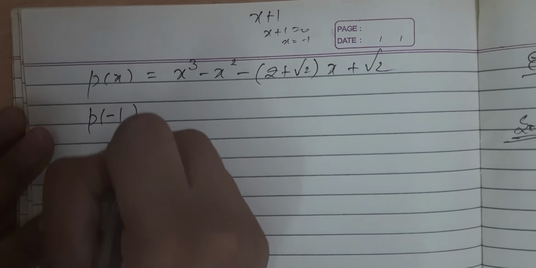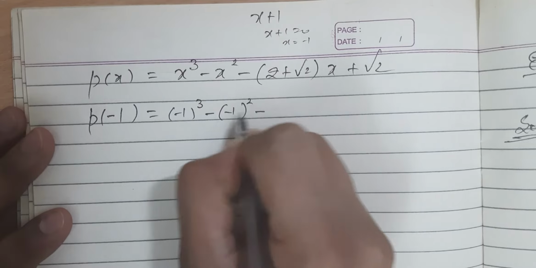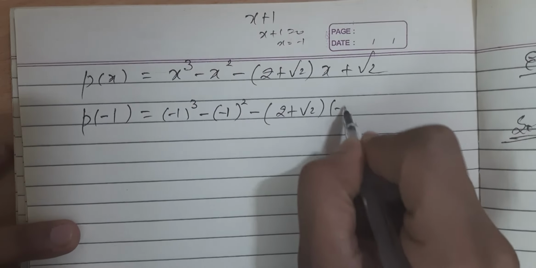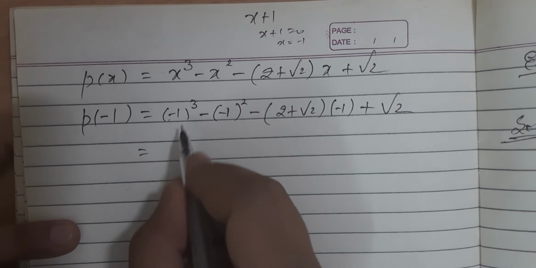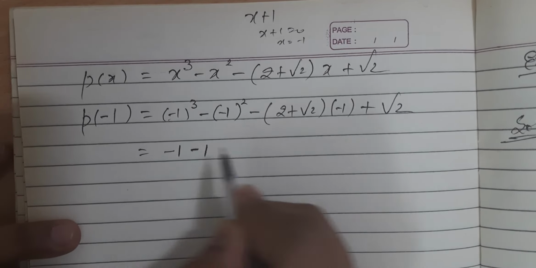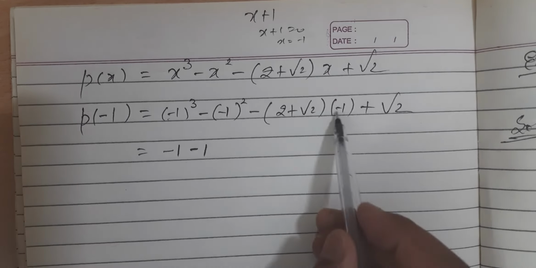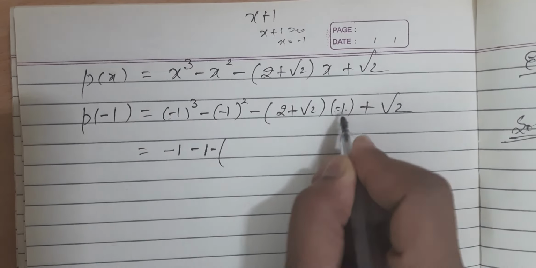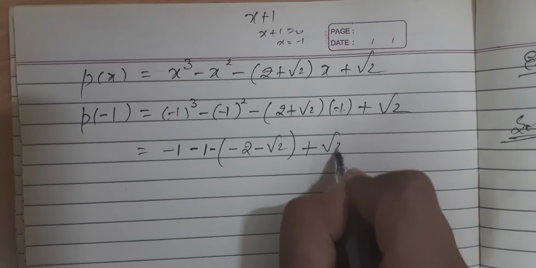So when you put minus 1, you'll get (minus 1) cube minus (minus 1) square minus (2 plus root 2) multiplied by minus 1 plus root 2. So minus 1 cube is minus 1, minus (minus 1) square is minus 1, and this minus plus minus, minus, and then here we'll multiply each digit by this minus 1. So we'll get minus 2 minus root 2 plus root 2.